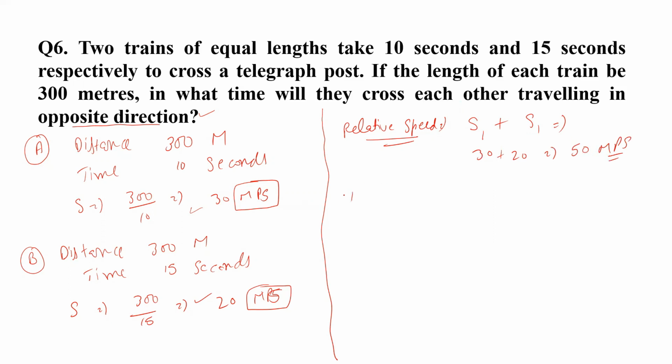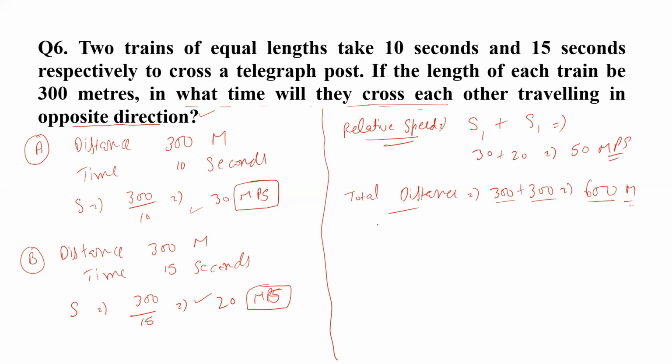So the total distance they have to cover is 300 for the first train and 300 for the second train, and that is 600 meters. The question asks in what time they will cross each other. For crossing each other they have to cover this distance, because only then can they cross. 300 for train A, 300 for B. So they have to cover a distance of 600 meters.